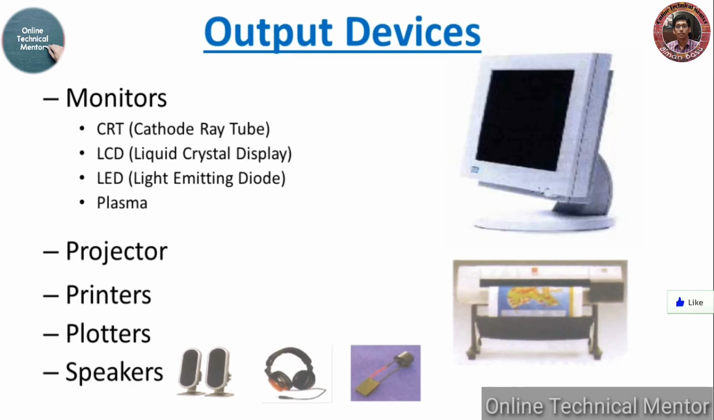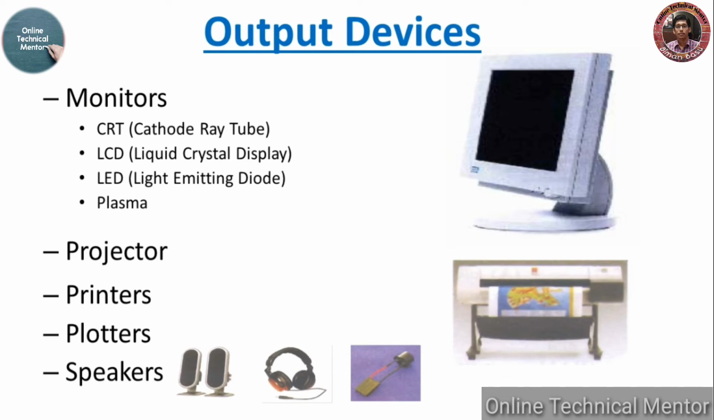Next, come to the output devices. Output devices of a computer may be a monitor. Monitors can again be classified into CRT, LCD, LED, plasma. Within a CRT monitor, you will get a picture tube and a cathode and anode plate. LCD, liquid crystal display, LED, light emitting diode, and a plasma type monitor. Then projector, printer, plotter, speaker. Plotter is one kind of a big printer where a banner or a flex is printed. Look at the right hand side. This is a diagram of a plotter. These are the output devices for a computer.